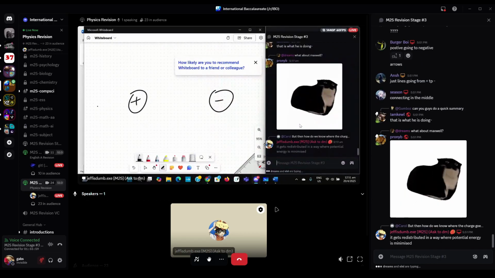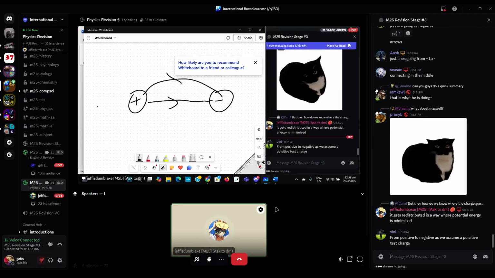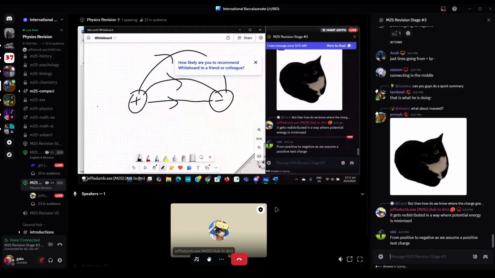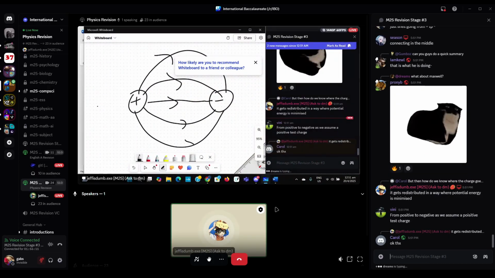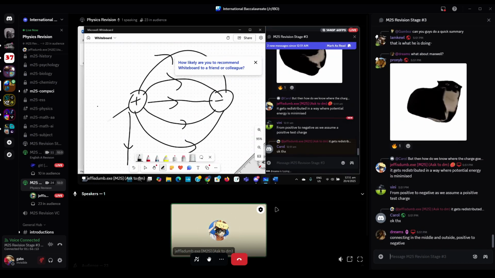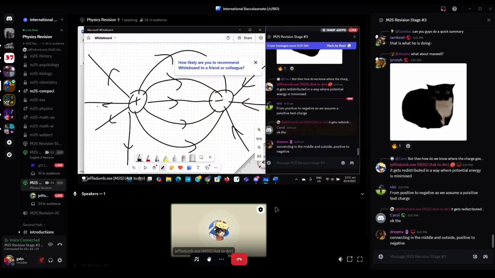So yep, you're correct. So it goes from positive to negative. Remember, the field lines should be perpendicular to the surfaces, so keep that in mind. And notice how for the negative charges, you have the arrows pointing towards the charge. And for positive, you have the arrows pointing away from the charge.